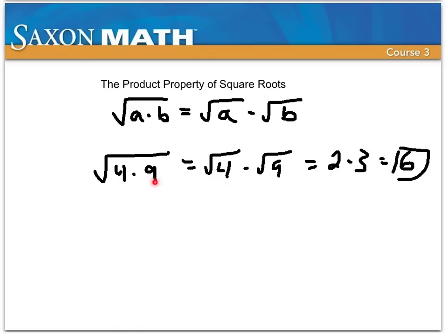Okay, so again, if we got factors underneath here, I can break them apart. And then if they are perfect squares, then I can find their square roots. Okay, let's do another example.